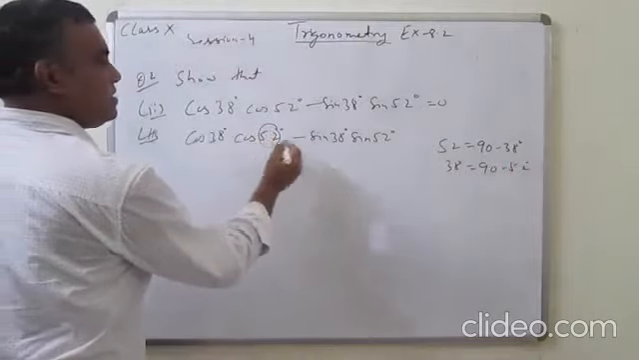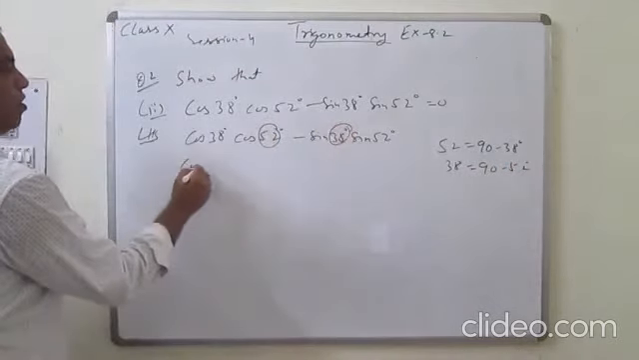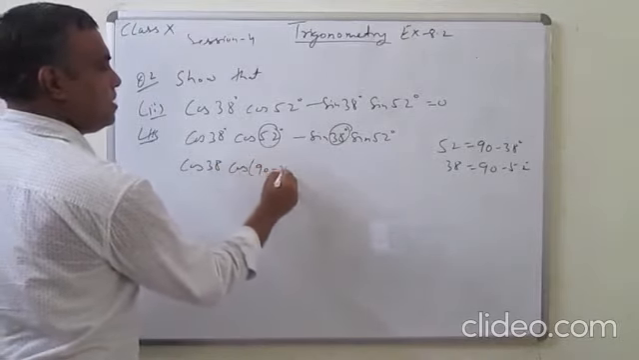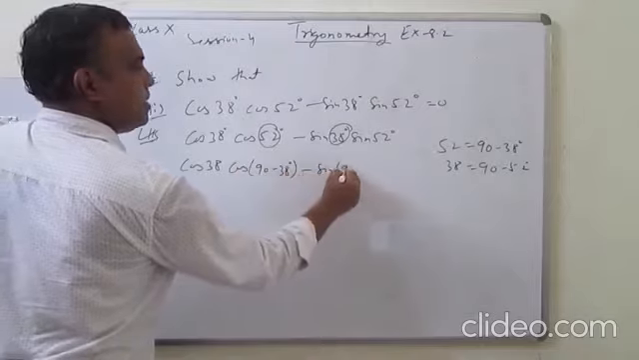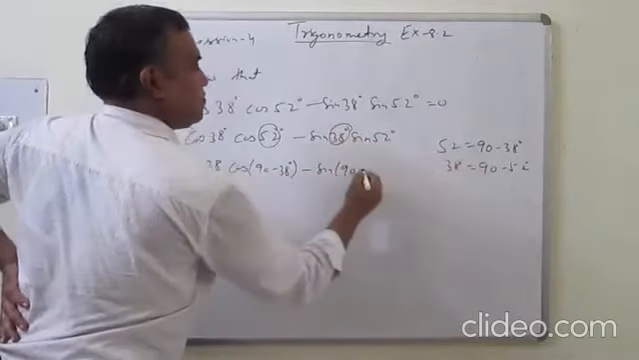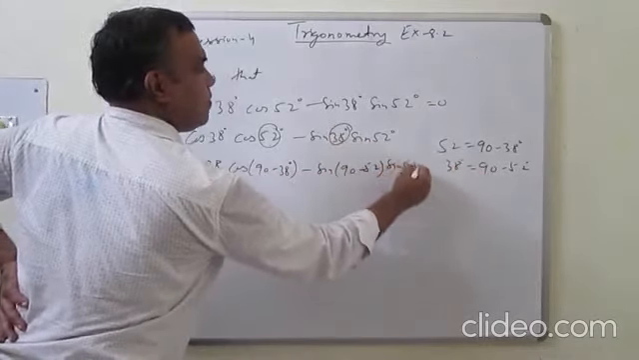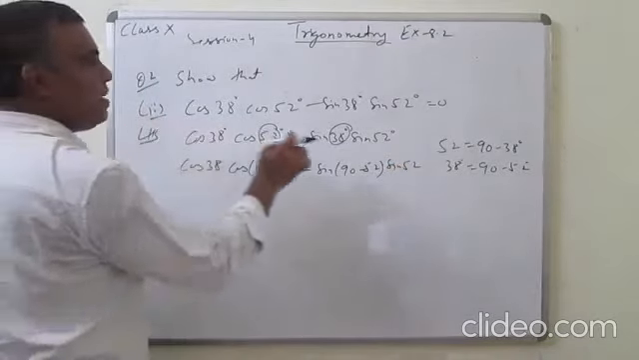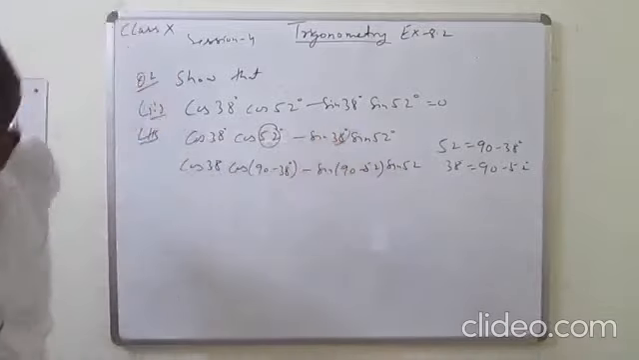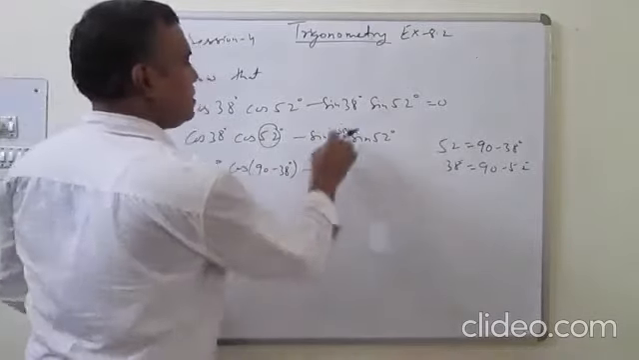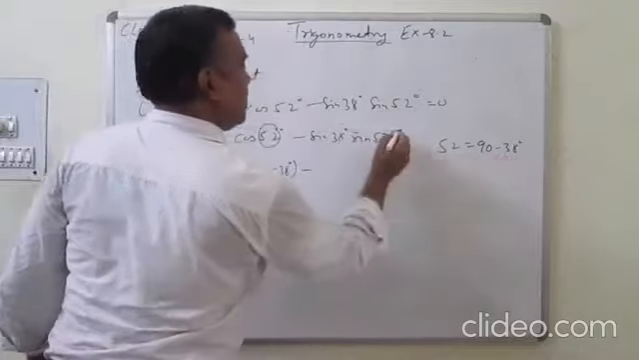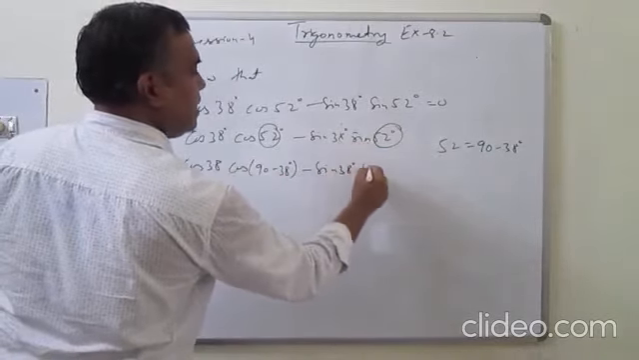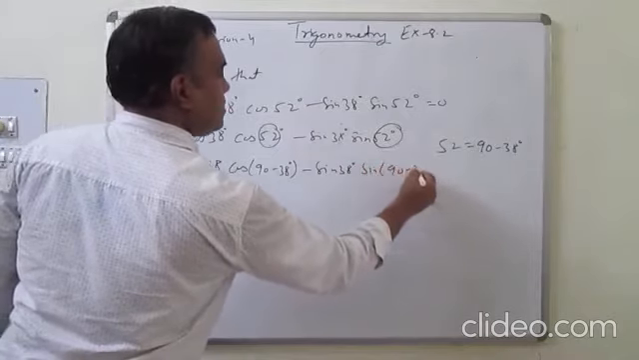So I will change here this and here this. Now see, instead of cos 38, cos 52 you write cos 38, cos (90 minus 38), minus sin (90 minus 52), sin 52. Now see here, the angles are different, they will not cancel, so the same angle you have to change. Same angle you have to change. We change 52 here also, so sin (90 minus 38) here.